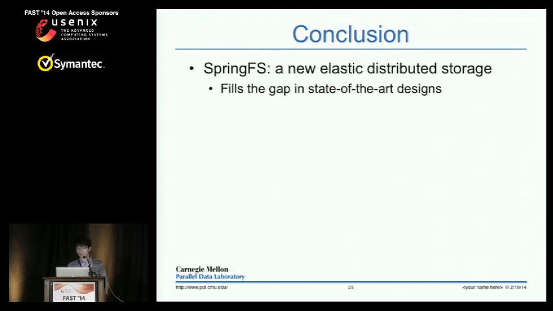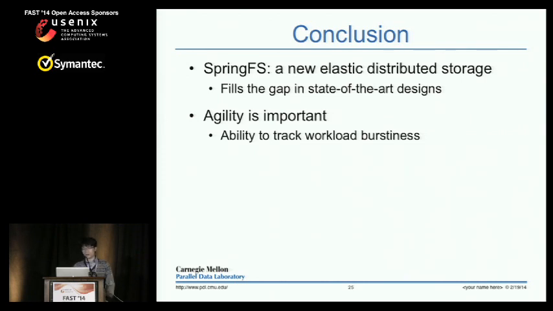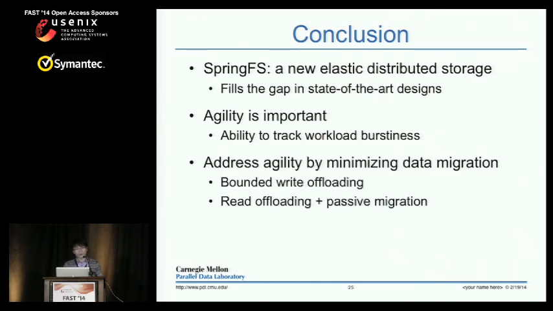To conclude, we have designed and implemented a new elastic distributed storage system called SpringFS that fills the gap between state-of-the-art designs in the trade-off space among performance, elasticity, and agility. Agility is important, and we show that good agility enables elastic storage to closely track bursty workloads, which are common nowadays. SpringFS explicitly addresses the agility issue by minimizing the amount of data that needs to be migrated during elastic resizing. Some of the key techniques include bounded write offloading, read offloading, and passive migration. Lastly, using experiments with the SpringFS prototype and some real-world traces, we show that SpringFS significantly reduces data migration and achieves much lower machine hour usage than state-of-the-art designs.